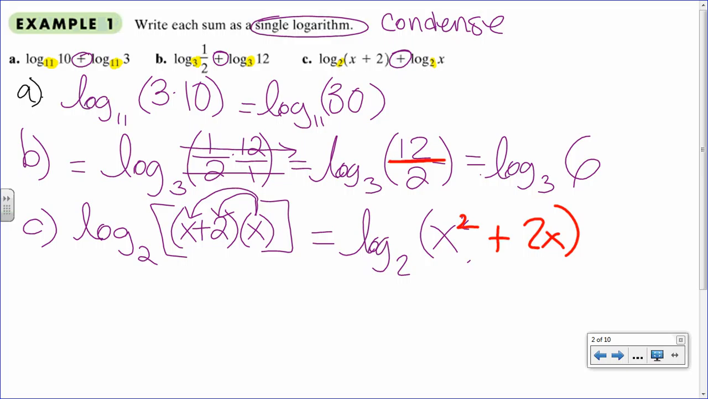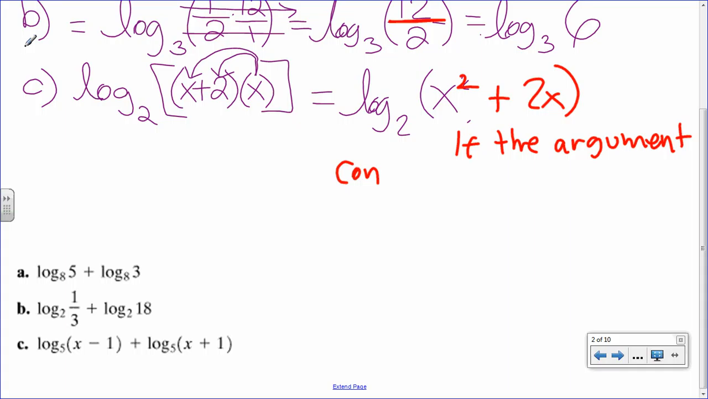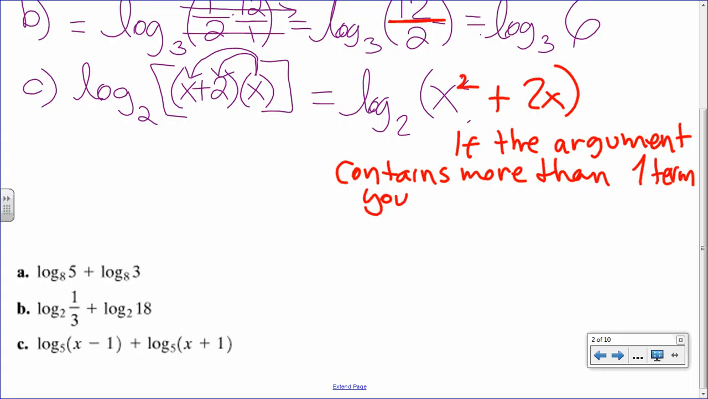So you must, in your argument, please write it down. If the argument contains more than one term, you must use parentheses. In pre-calc, I take a lot of points off for little things like that. Just so you know, I'm super picky when I grade those exams.